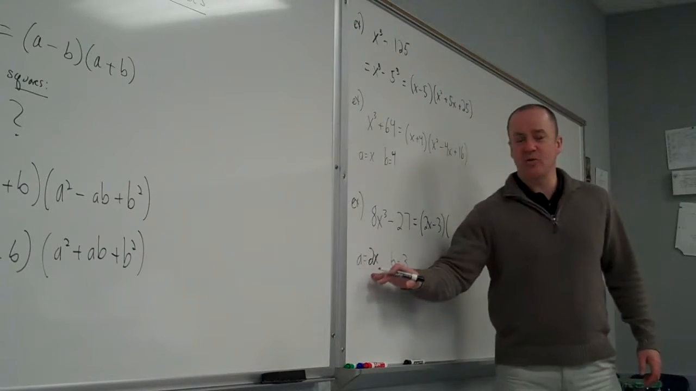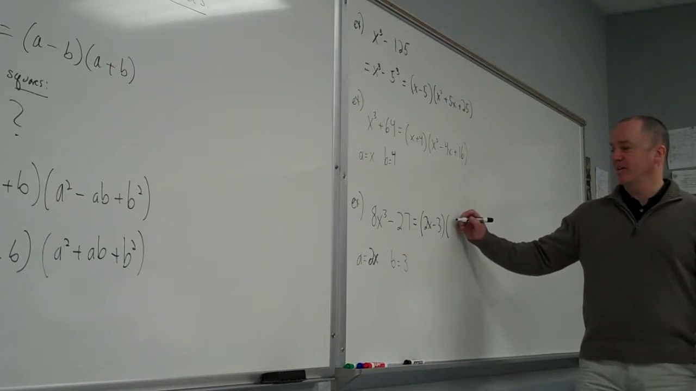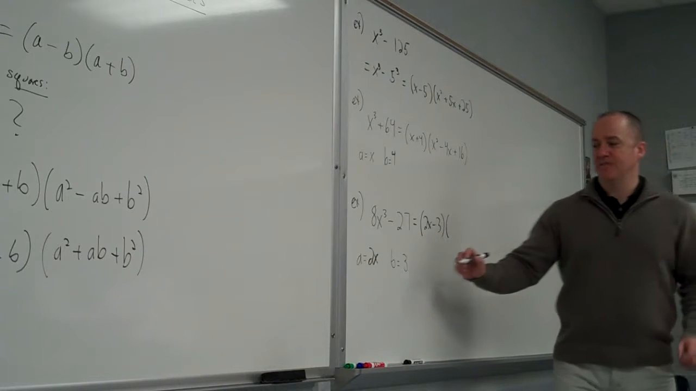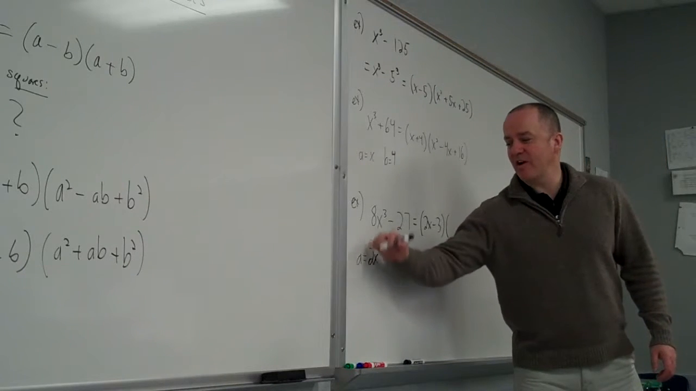All right, so now this breaks down to 2x minus 3 times. Okay, a is 2x. What is my a squared? Why are you doing that? Close. A squared, I have to square everything here.